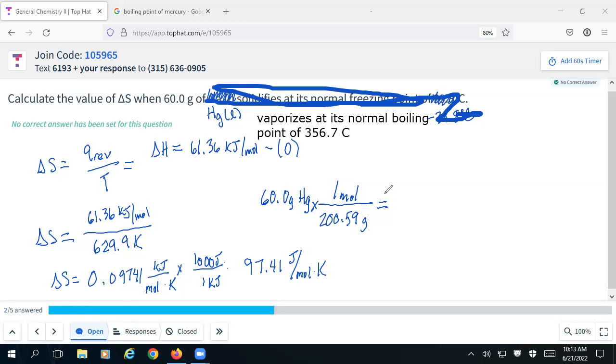So if I take that 60 divided by 200.59, I get 0.299 moles, which I can then multiply by 97.41 joules per mole Kelvin. Moles would cancel. I get 29.1 joules per Kelvin.